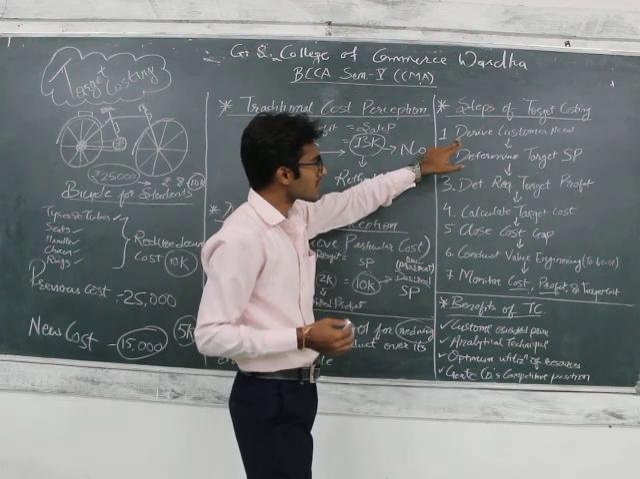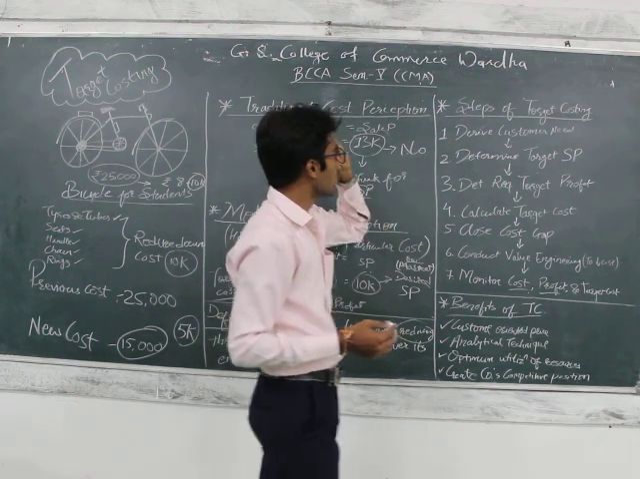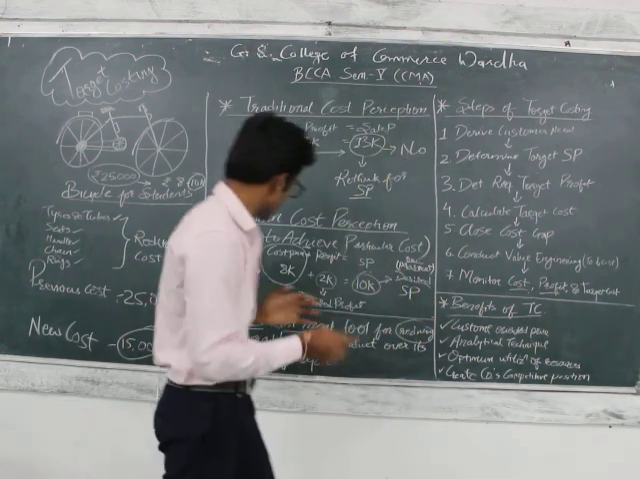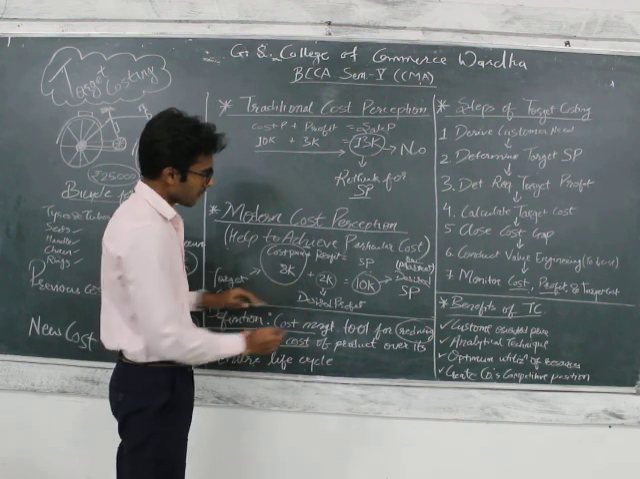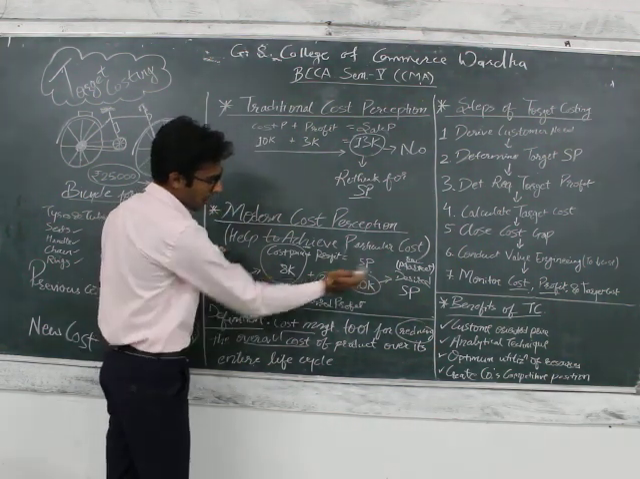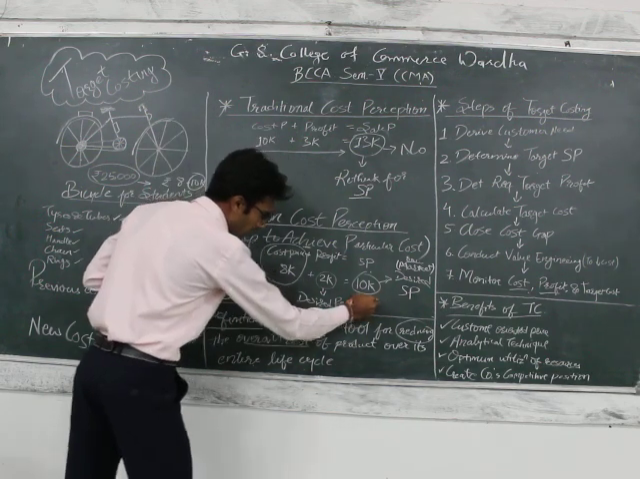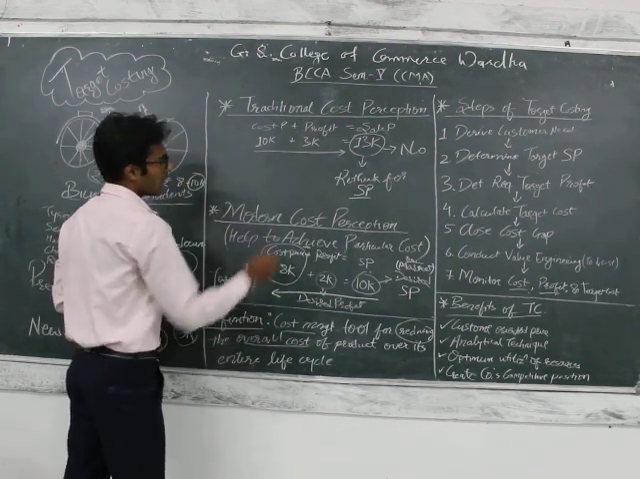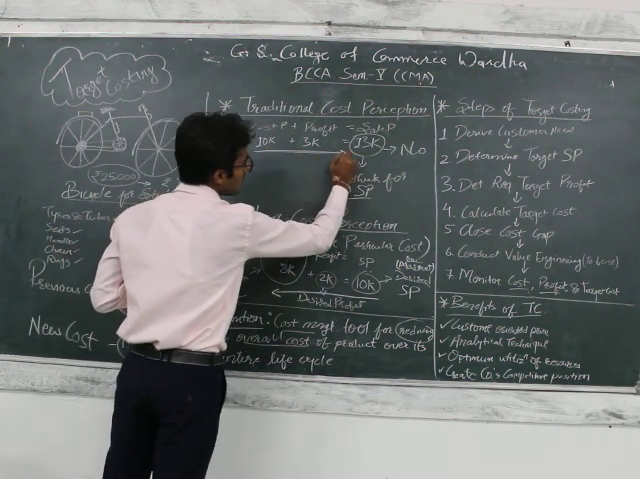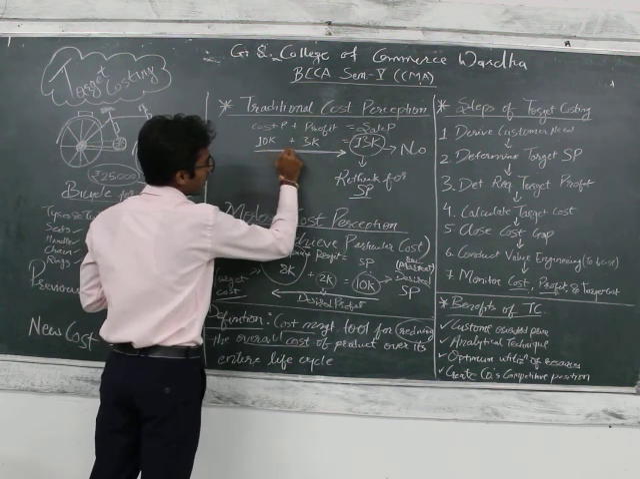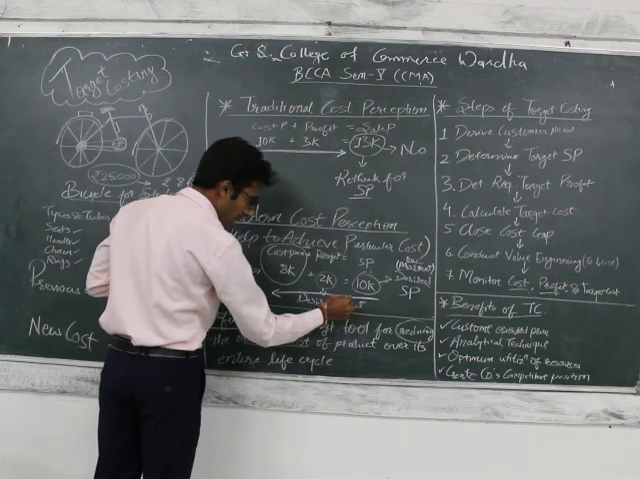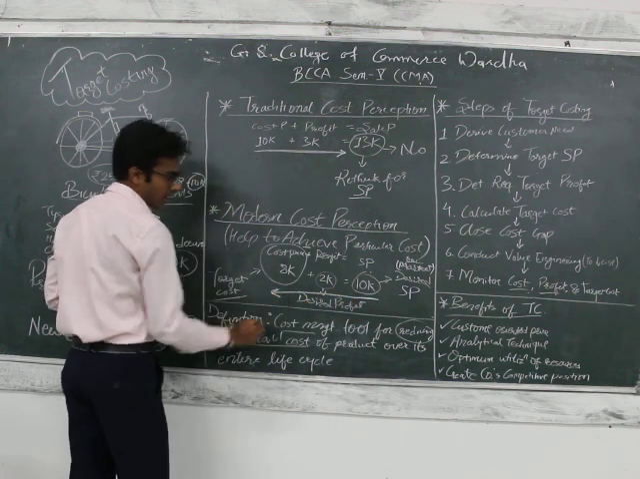Now we are on the steps of target costing. There are certain steps to achieve the target cost. Basically, we have seen that we can get our target cost by this method. In the earlier equation, we were getting the selling price, going left to right, but in this equation we are coming right to left to get the target cost.